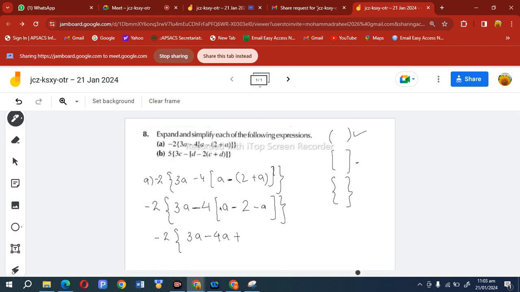This is a negative sign, it will become positive. 2 times 4 is 8. So positive 8, plus 4a, negative 4a, plus 8. Okay, now I'm going to solve this bracket. We are done with this bracket. Now we are solving this bracket.